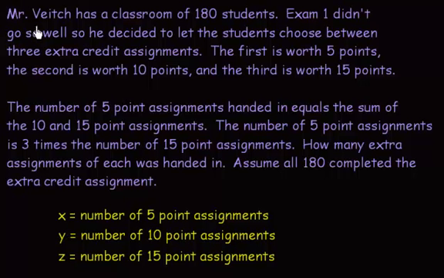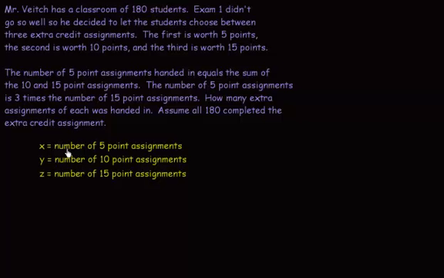So let's see, first line, we have a classroom of 180 students, and each student turns in an assignment. So when I say number of 5-point assignments, each assignment is turned in by a student. So the first thing I know is that X plus Y plus Z has to equal 180. Because each one represents a student, if you were to add up all of the assignments, we should get 180.